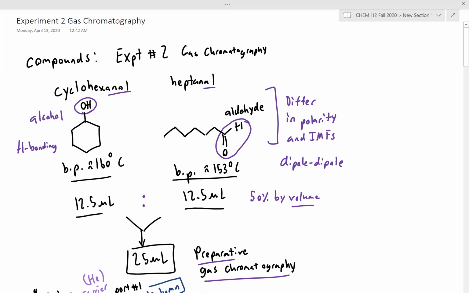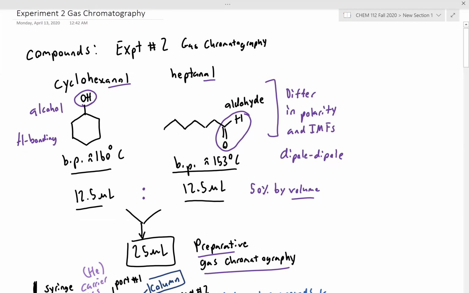Now, cyclohexanol, as we've noticed, contains an alcohol functional group. And what kind of intermolecular forces do alcohol functional groups have? Hydrogen bonding, right? While the aldehyde functional group, by comparison, primarily engages in dipole-dipole interactions. Wonderful.